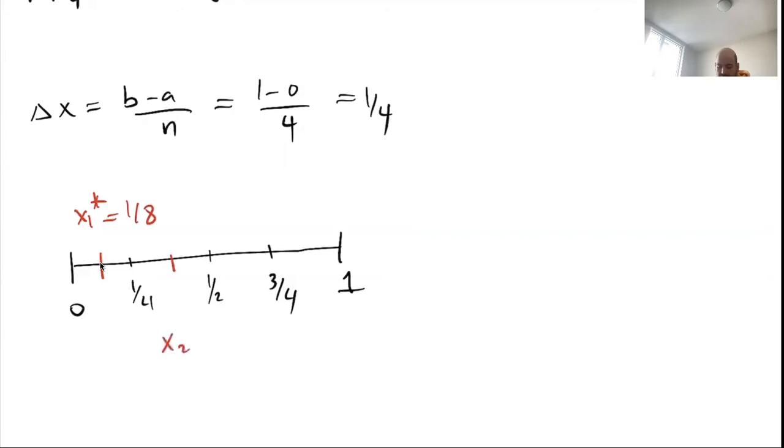And this is x2 star, at the midpoint of the second subinterval. That's going to be 3 over 8. And then here, the midpoint of this. Midpoint of a subinterval, you know how to calculate it, right? It's just the average of these 2 points. 1 over 2 plus 3 over 4 divided by 2. So that's 5 over 4 divided by 2, which is 5 over 8. And the last one here, x4 star, is going to be 7 over 8.